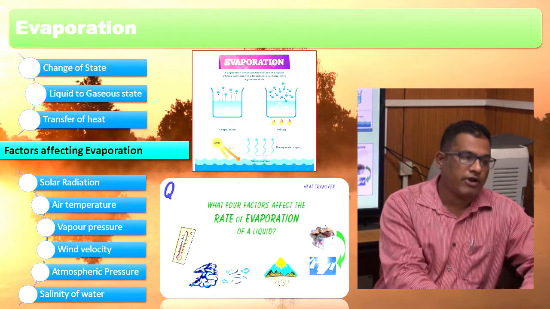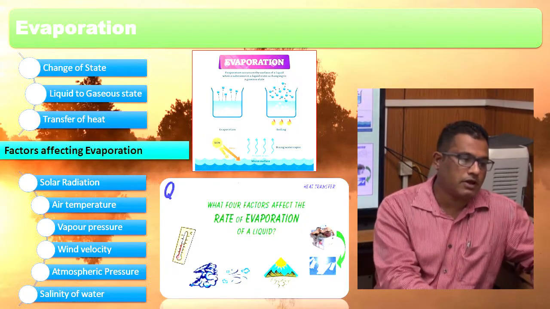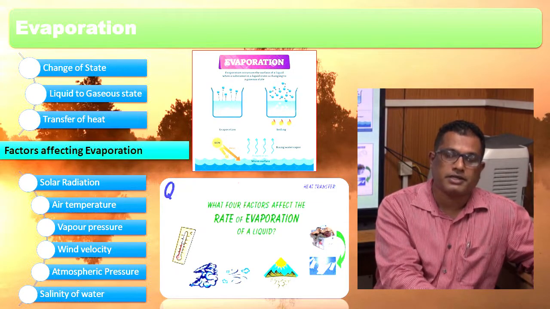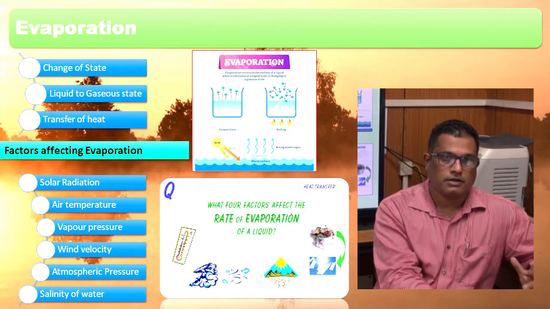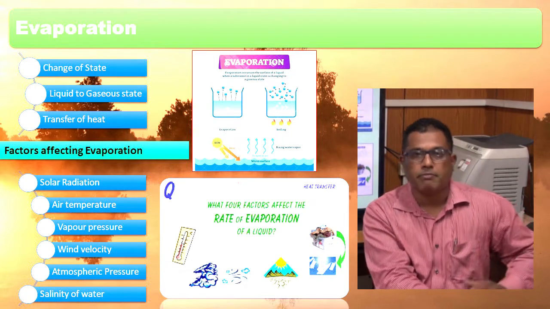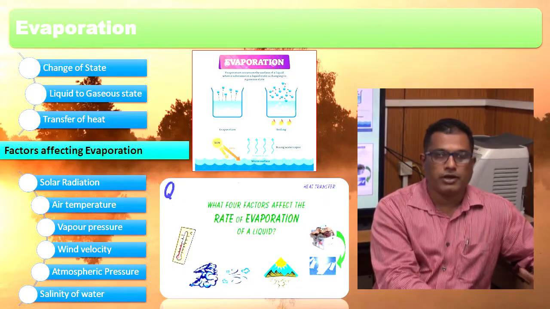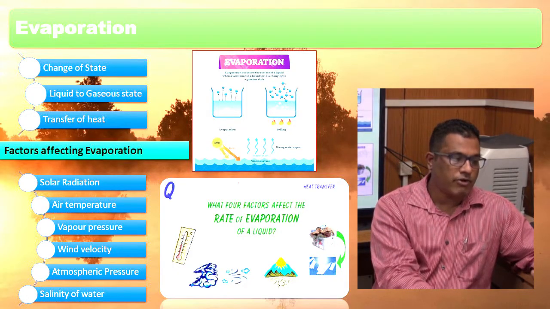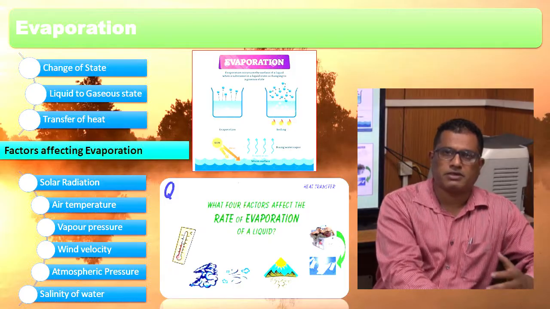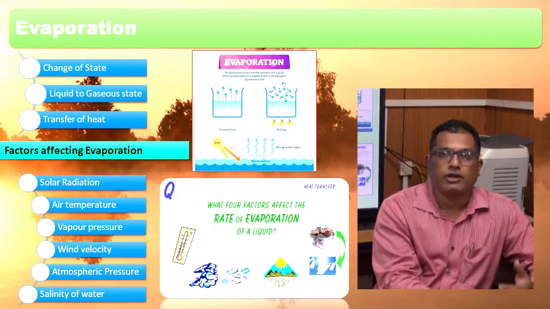The factors which affect evaporation are basic elementary physics. You all know it. Still, at the cost of repetition, I am iterating it again. Evaporation is affected by solar radiation. The higher the solar radiation, the more the evaporation. Then air temperature. If air temperature is high, evaporation again will be very high. Vapor pressure. By vapor pressure, we refer to the relative humidity. An increase in vapor pressure will tend to decrease the evaporation of a surface or land surface. Wind velocity. If wind velocity is high, the rate of evaporation will be even higher.